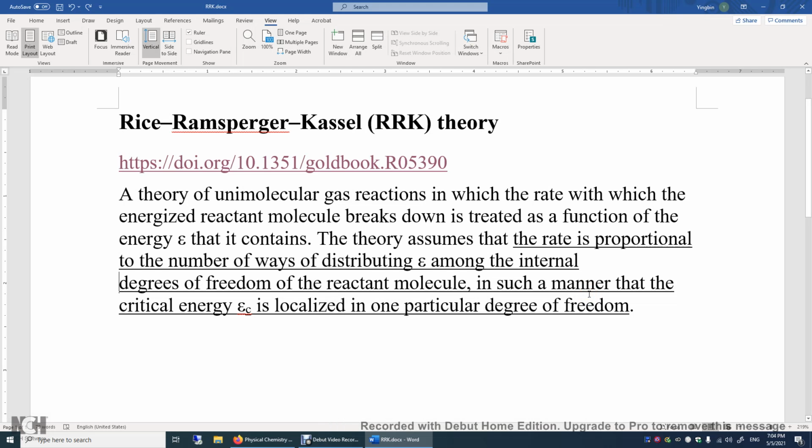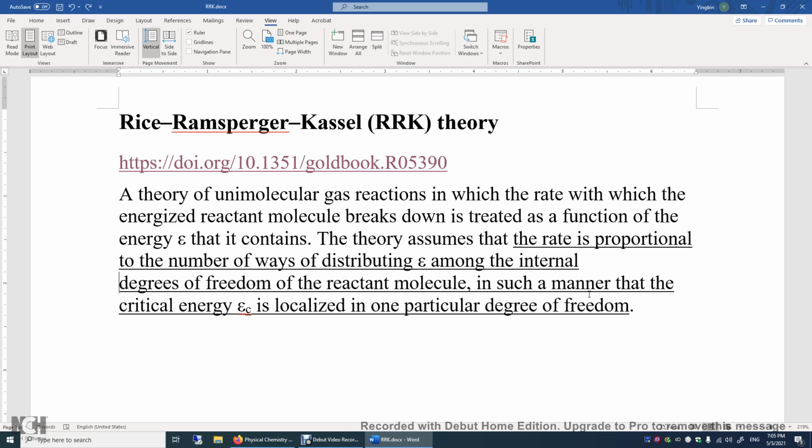In this video, I use a simple numerical example to introduce the RRK theory in chemical kinetics. The RRK theory assumes that the rate of a unimolecular reaction is proportional to the number of ways of distributing energy epsilon among the internal degrees of freedom of the reactant molecule in such a manner that the critical energy epsilon C is localized in one particular degree of freedom.